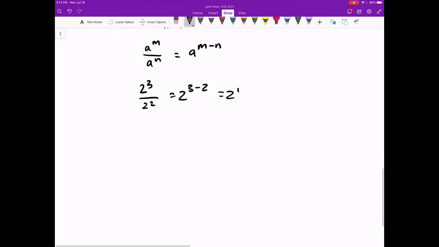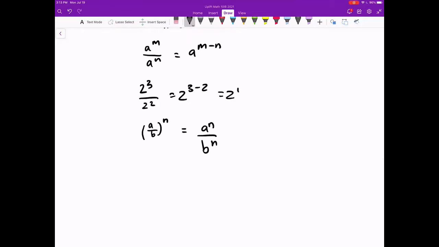And similarly to the product rule, we have another distributive rule for it. So what we can have is that we have a divided by b in brackets, and then to the power of n, and that is equal to a to the power of n divided by b to the power of n.